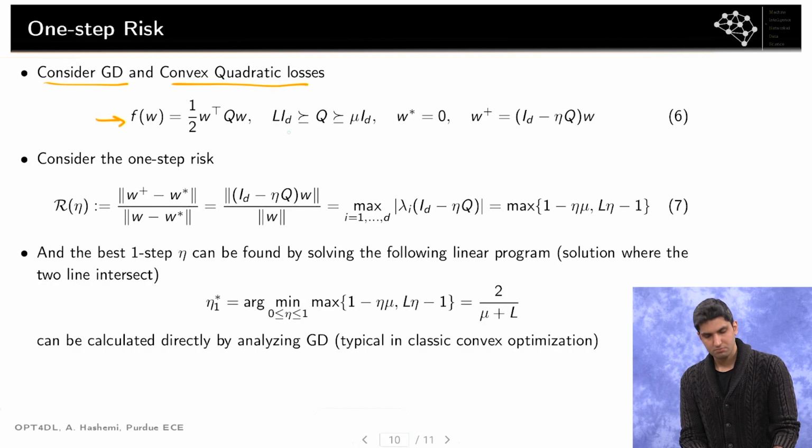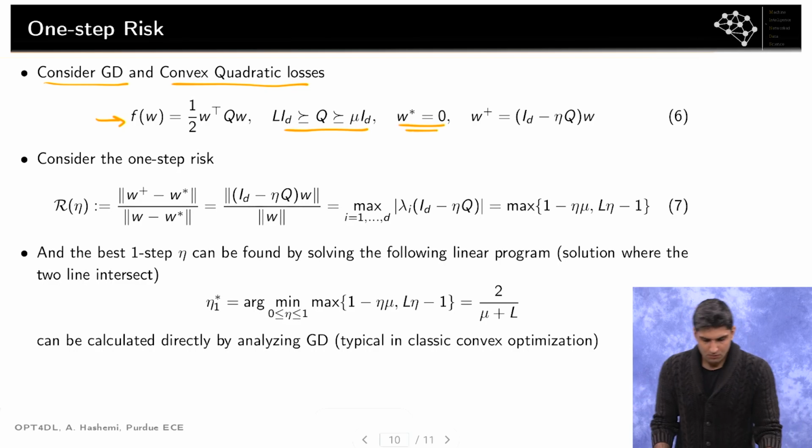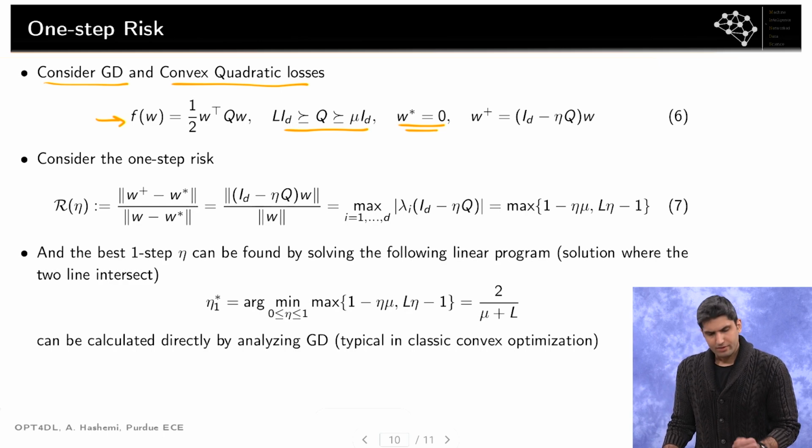Q is the Hessian. I am assuming that it's a strongly convex function, so the Hessian has a minimum eigenvalue, which is, let's say, mu, and also this is a smooth function. The Hessian has an eigenvalue which is bounded by L. And also it's not too difficult to see that the optimum solution is 0. And this is again without loss of generality.